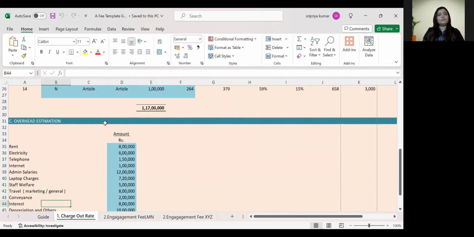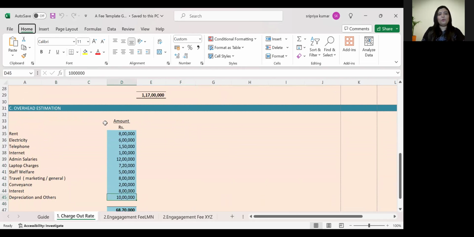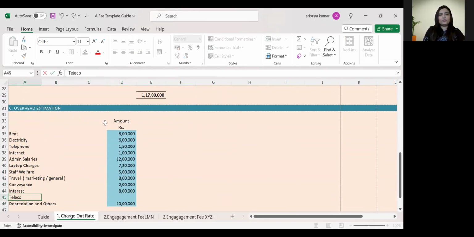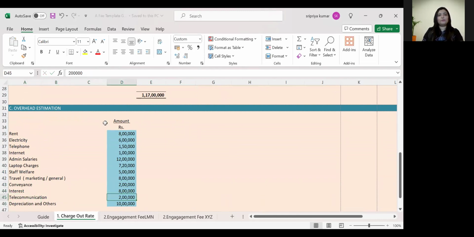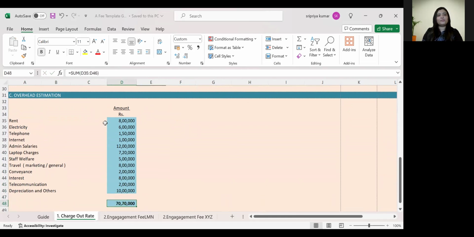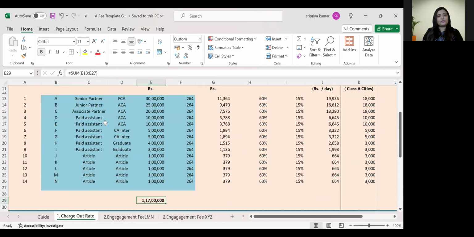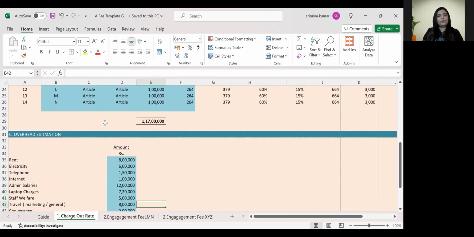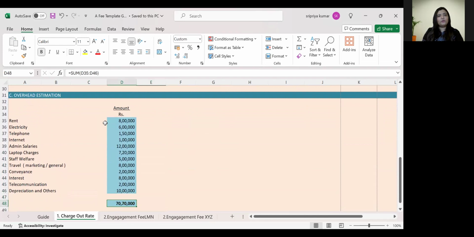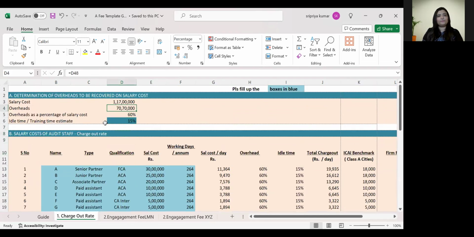The second blue box is your overheads estimation. If you have something that you have missed out, you can add here. You arrive at the overheads. Then you go right to the top. It's pulled up your salary cost from E29, which is this, and it's pulled your overhead cost from D48. So overheads as a percentage of your salary is 60%.